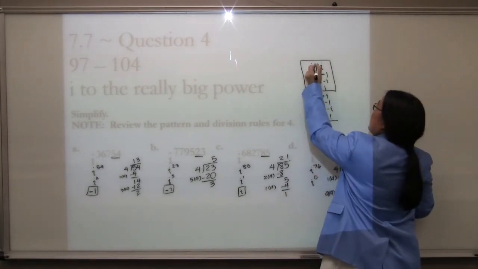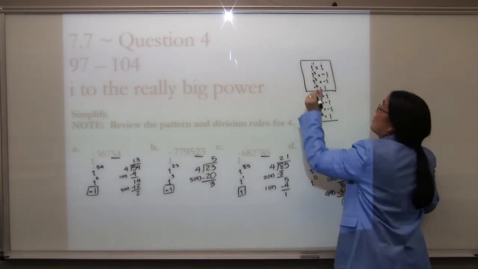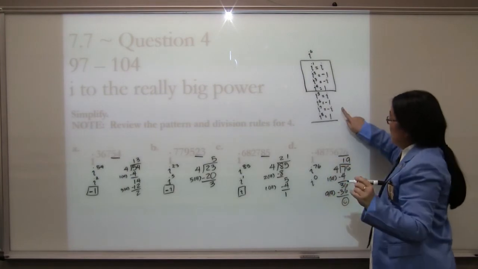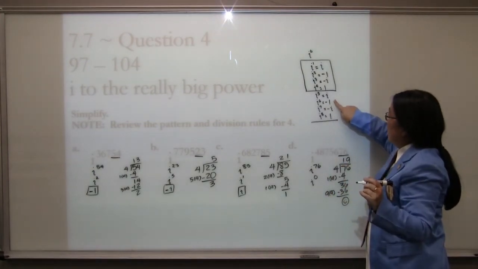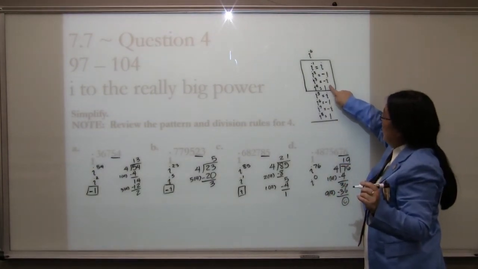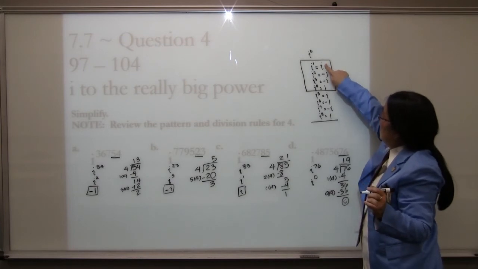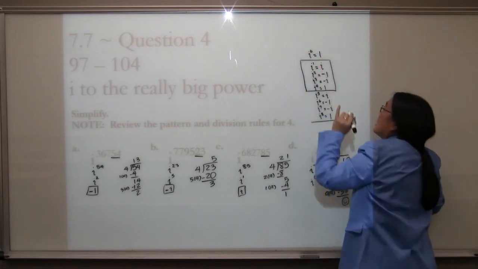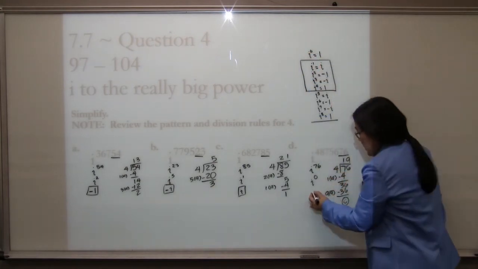Well, 8, 7, 6, 5, 4, 3, 2, 1. Okay, there's i to the 1st. If I kept going, the next one would be i to the 0. Let's look at the pattern. 1, -i, -1, i. 1, -i, -1, i. This is 1. The answer here is 1.